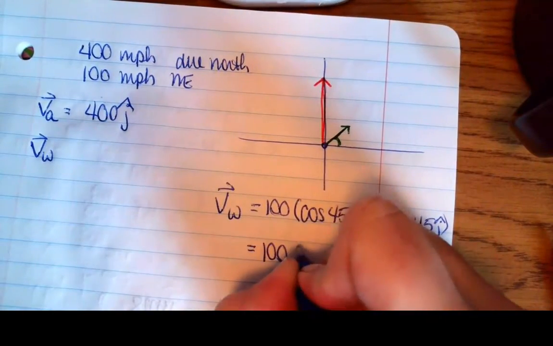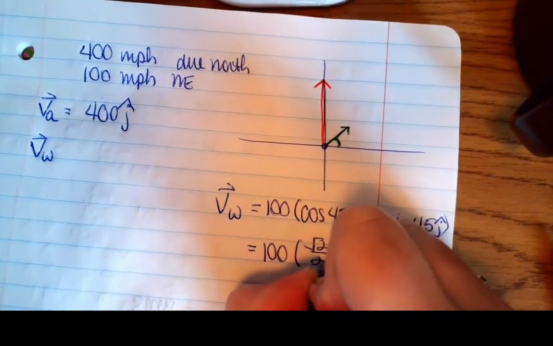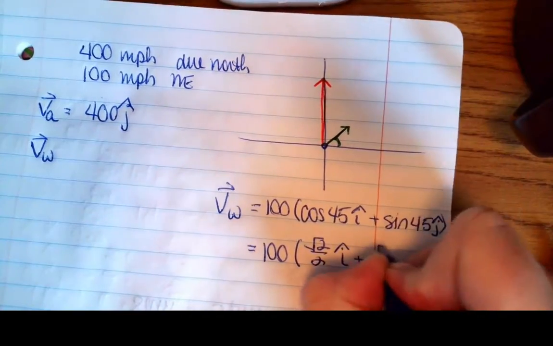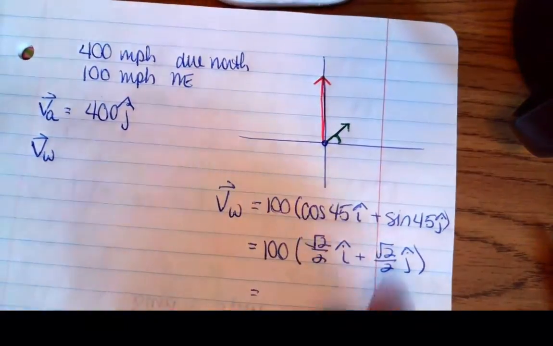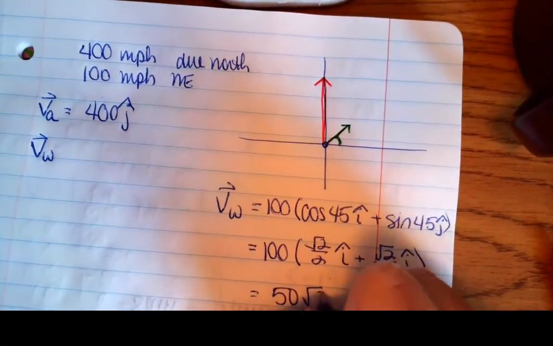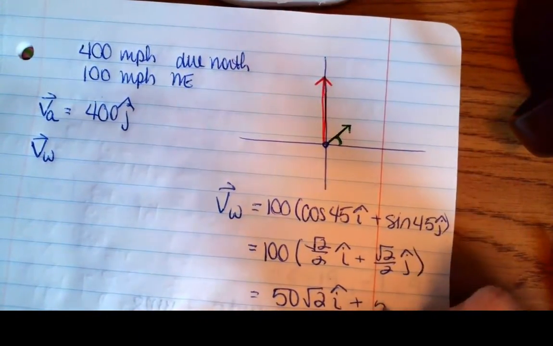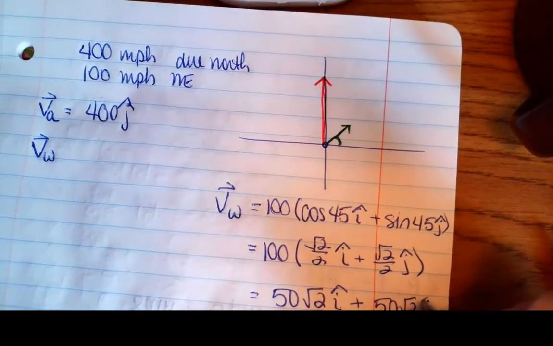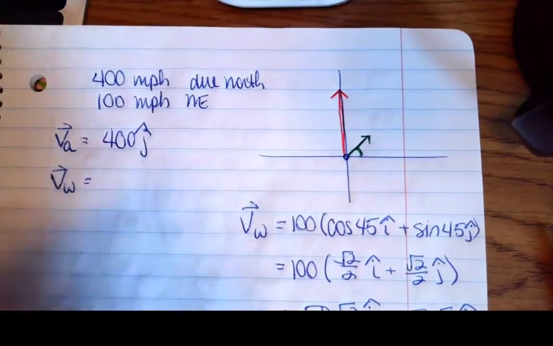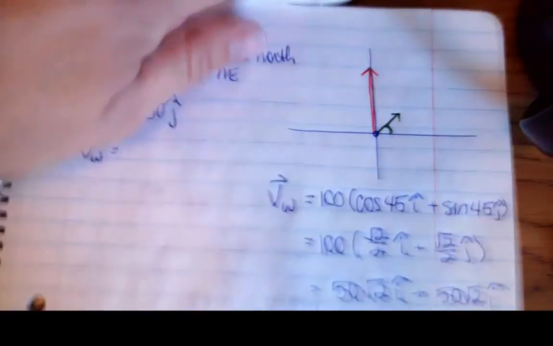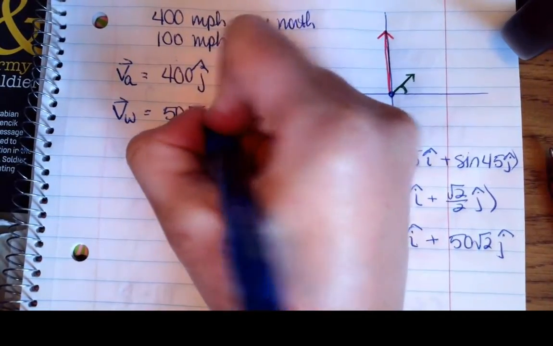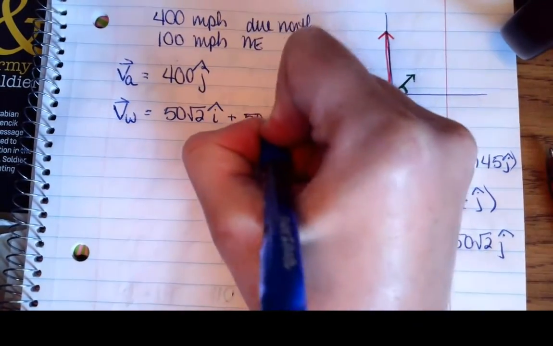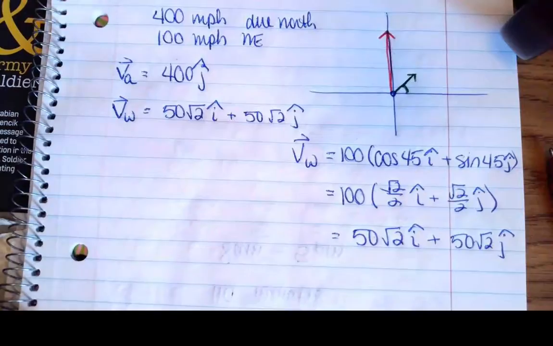So I've got 100 times root 2 over 2 on i plus root 2 over 2 on j, which gives me 100 divided by 2 is 50. So 50 root 2 on i plus 50 root 2 on j. So my jet stream is going to be represented by this vector right there. So what I've got then is 50 root 2 on i plus 50 root 2 on j.